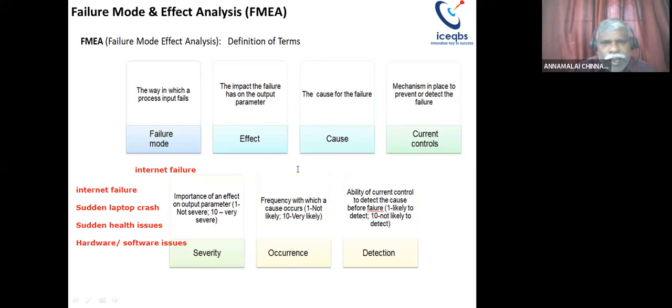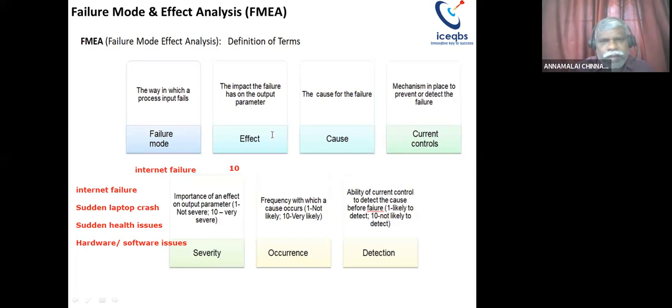So if I give a severity rating on a scale of 1 to 10, if the impact is going to be very high, I give a rating of 10. If the impact is going to be very less, I give a rating of 1. So for the internet failure, since the impact is going to be very high, I give a maximum severity rating of 10.